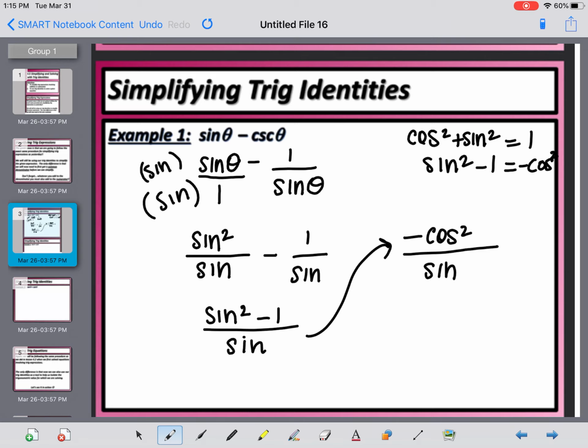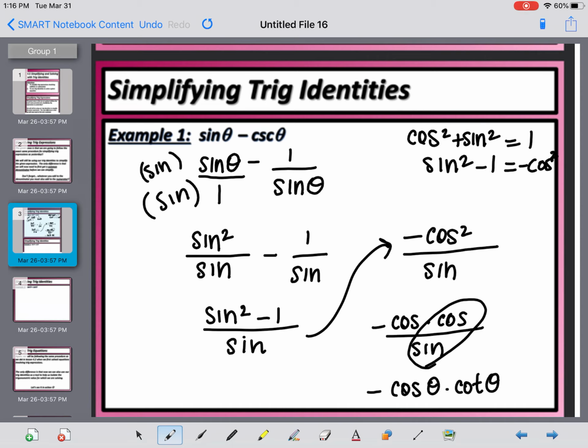Okay, so if I split that up on the top, it's cosine times cosine. Well, I could do a cosine over a sine. Which is a cotangent. Okay, so I would say that that would be fully simplified.